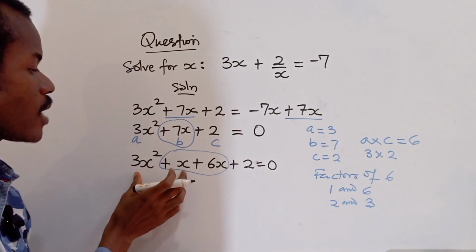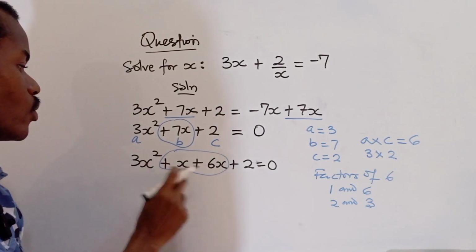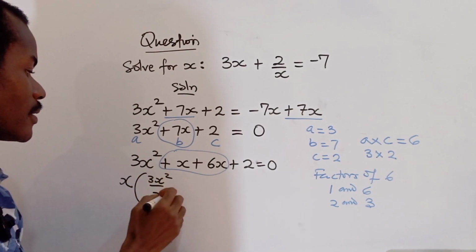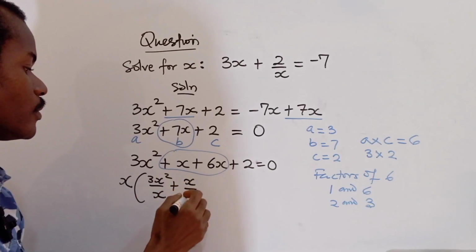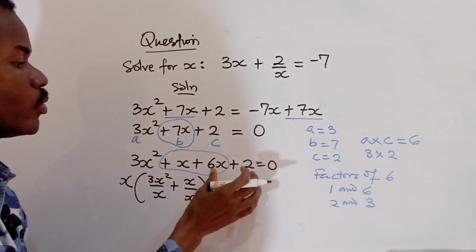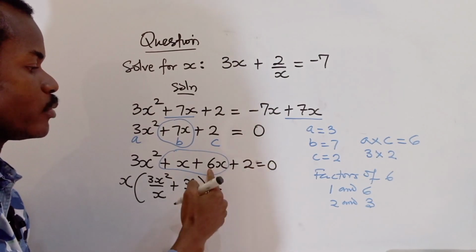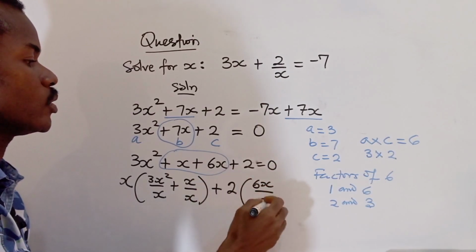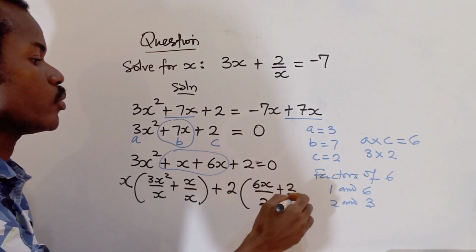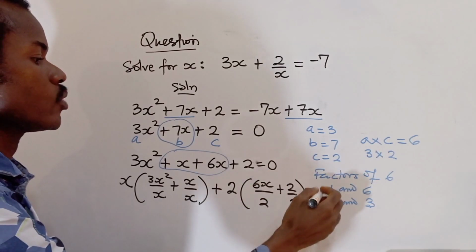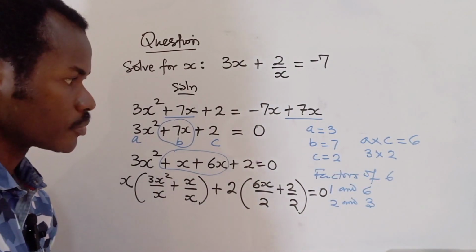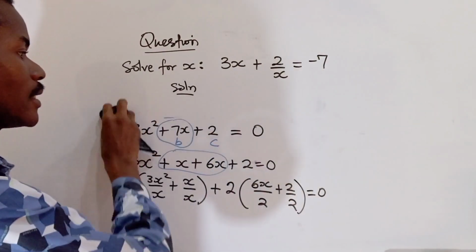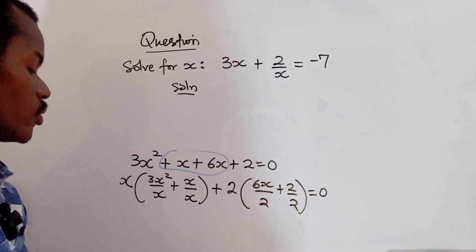So now the next thing we want to do is factor out this part and this part. For this part, what is common is x, so I'm going to divide this by x, and I'm also going to divide x by x. Now plus, what about this part, what is common? I can see that between the numbers 2 is common, so I'm going to divide 6x by 2, and I'm also going to divide plus 2 by 2, all that is equal to 0. Okay, so now we can cancel out.